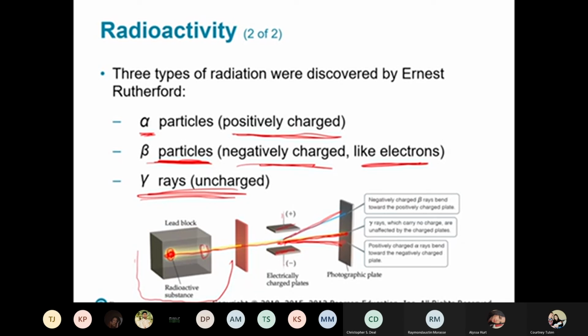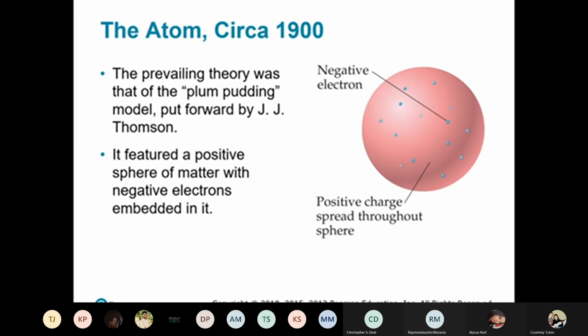And so that's how Rutherford was able to discover that there were actually three types of radiation: alpha, beta, and gamma rays. Alpha particles, beta particles, and gamma rays. Bad stuff. Well, alpha particles and beta particles, not so much, but gamma rays, bad stuff, right? So then there was this other guy that you already met before, J.J.